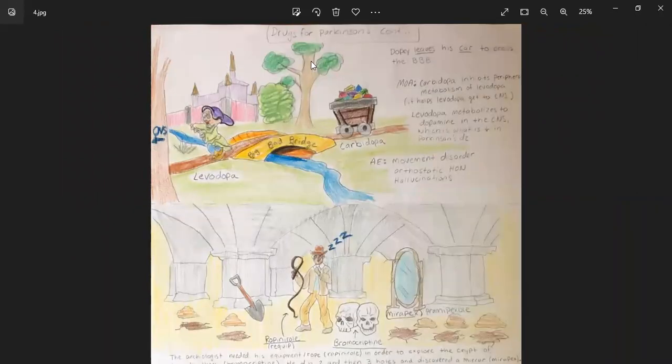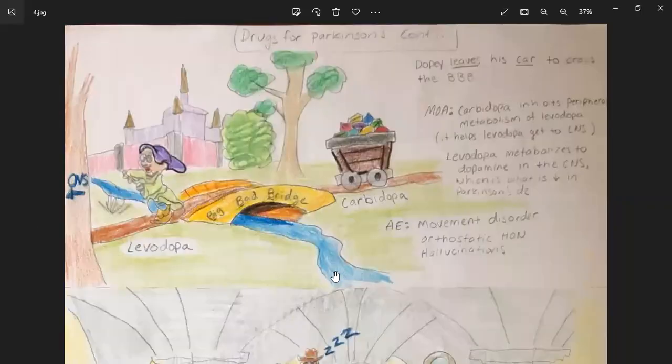Just some more drugs for Parkinson's. So in this picture, we have one of the 7 dwarfs from Snow White. This is Dopey. And he was in his little mine car, and he's trying to get to the central nervous system. So Dopey leaves his car to cross the blood-brain barrier. So that's what's happening in this picture.